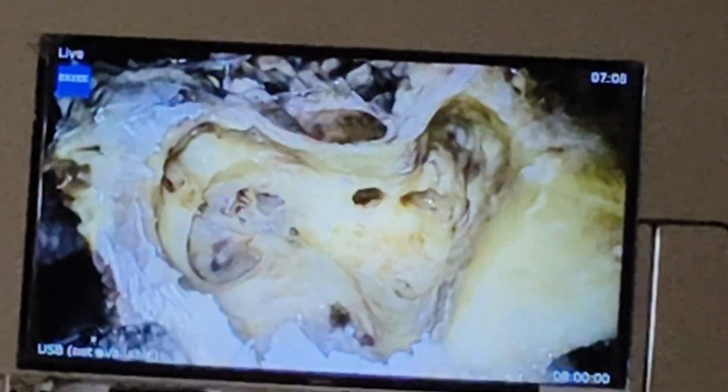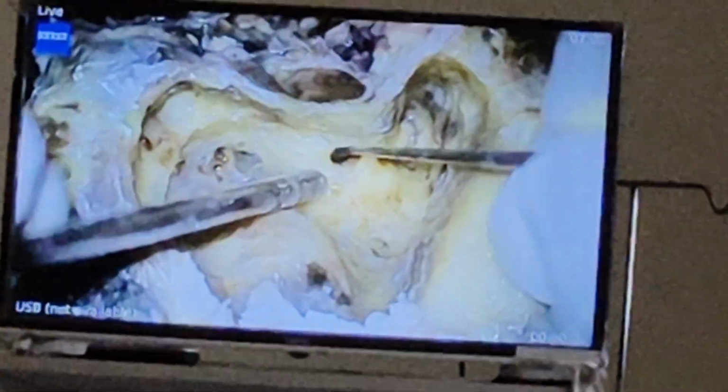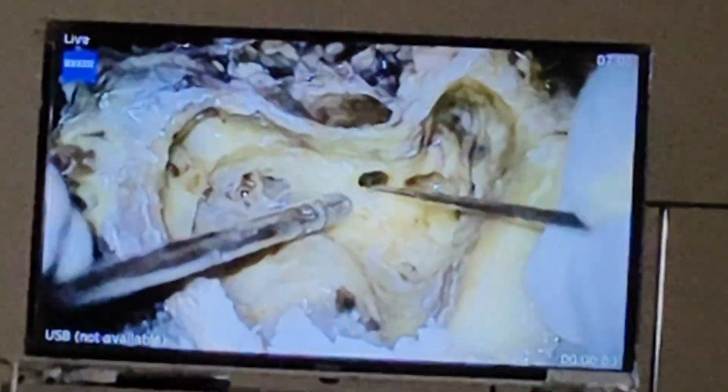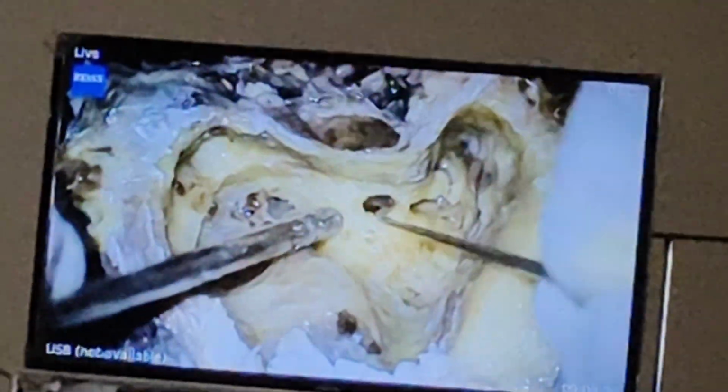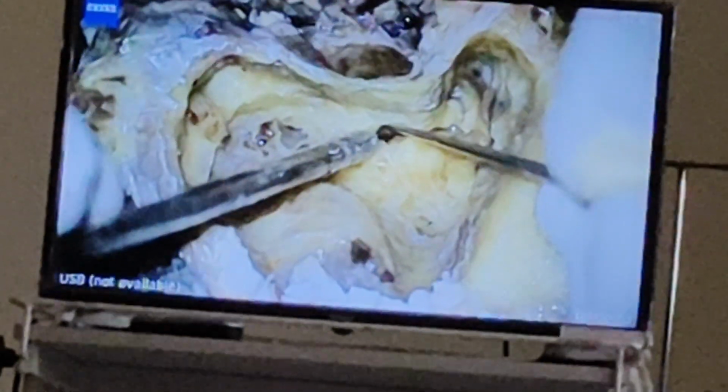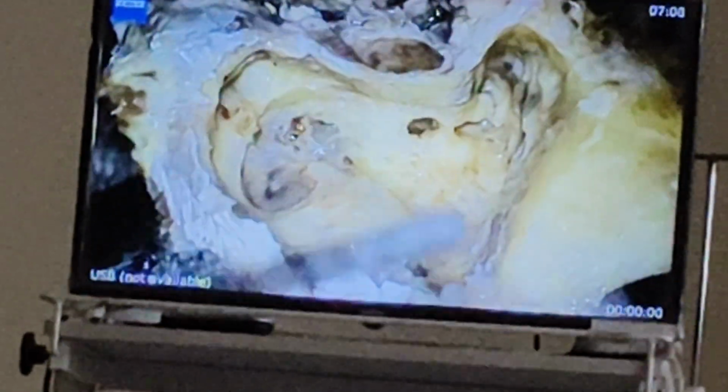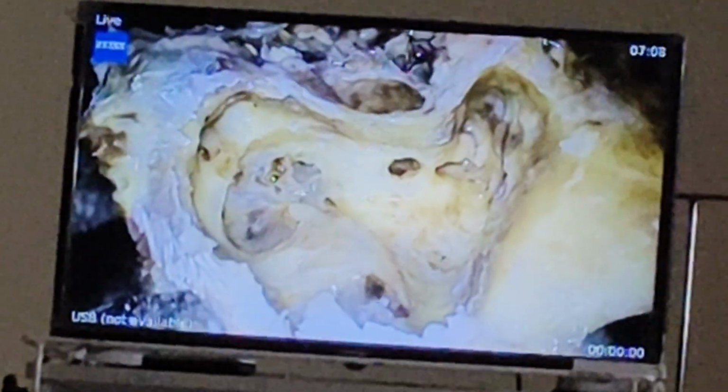Otherwise, you would have seen the stapes superstructure. This is the footplate here. This is the pyramid. This is the incus buttress. You see the fossa incudis and the facial nerve and tympanic annulus. So this is called the facial recess approach, commonly done for cochlear implant.